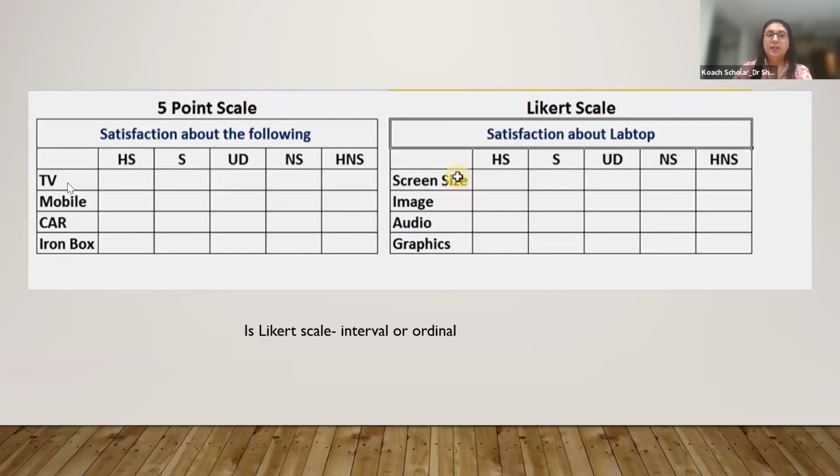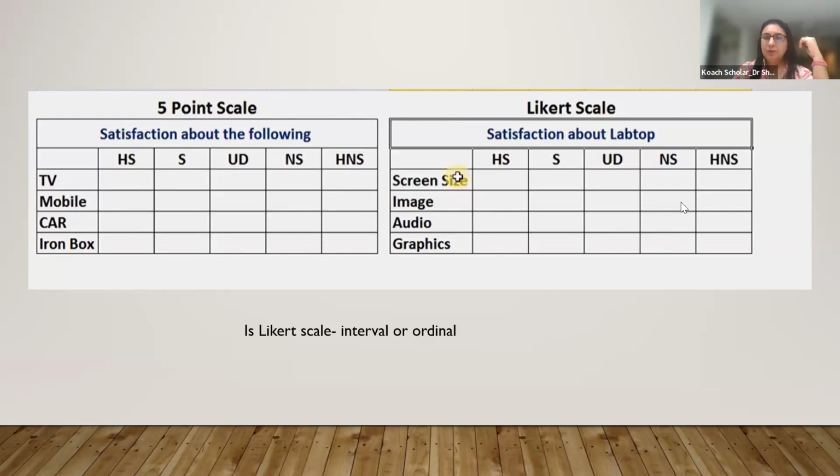Now here, TV has no relation to mobile, car has no relation, iron box, these four have no relation with each other. So when these are not associated with each other, suppose I ask you, rank the products on a scale of 1 to 5 as per your usage or requirement, and I give you 10 electronic products, can I tell with plus minus that this is more or that is less? I can only tell which one you prefer more.